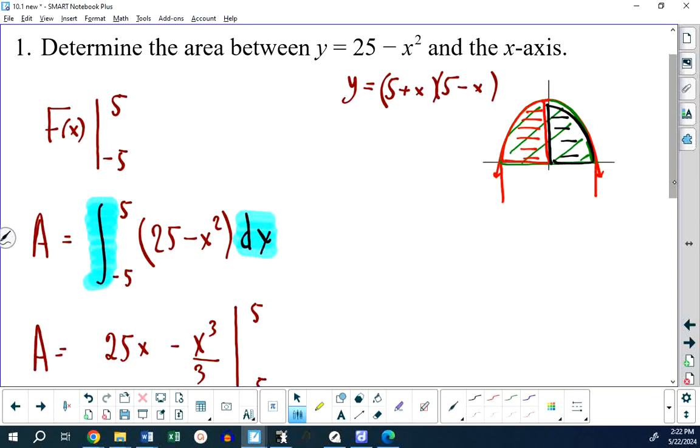So if I instead say I'm going to find the area from 0 to 5, so the integral from 0 to 5 of 25 minus x squared dx, and I'm just going to multiply it by 2, I'll get there quicker, and here's why.